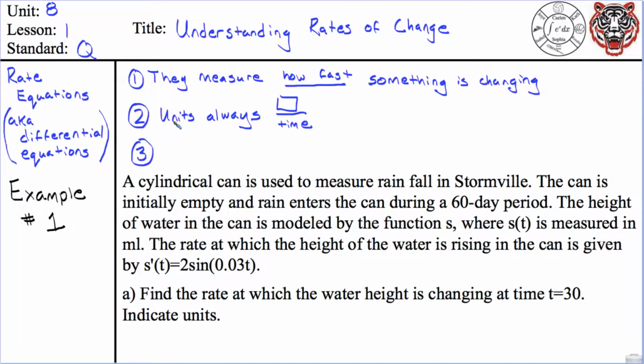And the third thing is relating it to our previous units. This is the same as velocity, or our original f prime from unit 3. So you can think about this as how fast position is changing.